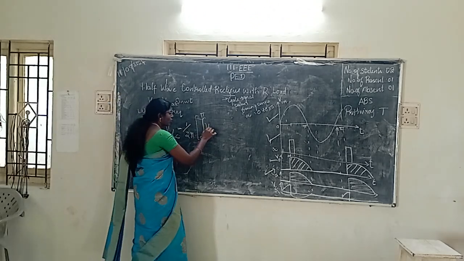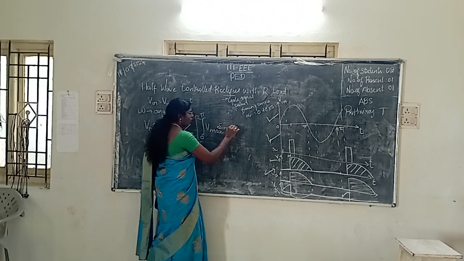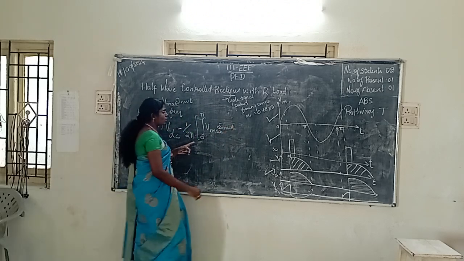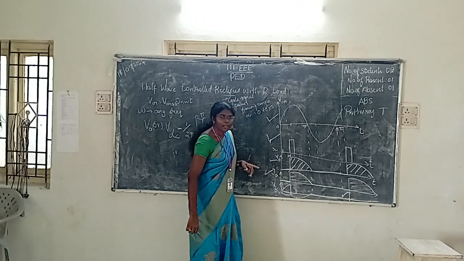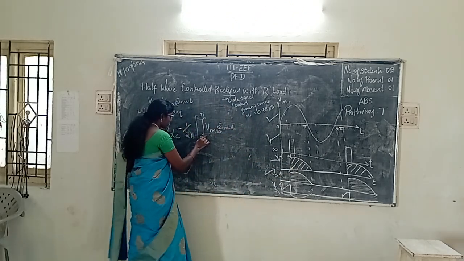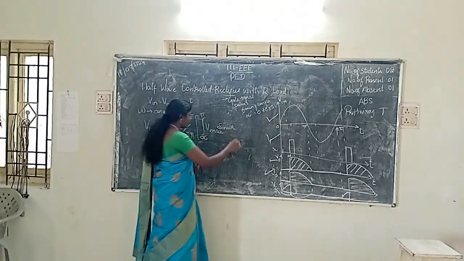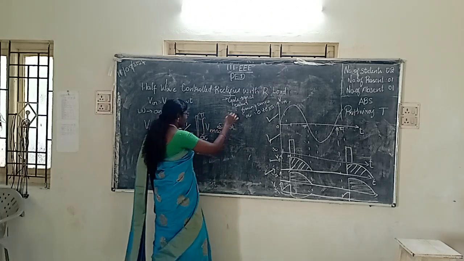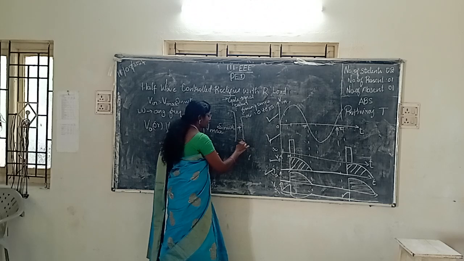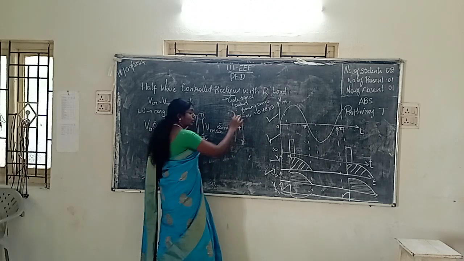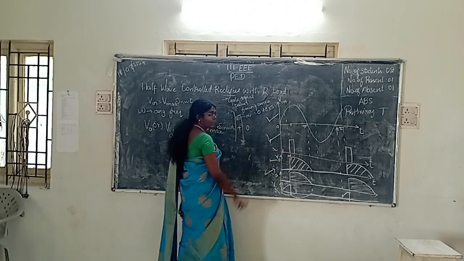During the positive half cycle the voltage is V max sin omega t. The conduction is taking place not from 0 to pi, but from alpha to pi, so we can't take 0 to pi. So alpha to pi, this is one form. The next half cycle is from pi to 2 pi. Is there any voltage from pi to 2 pi? It will become 0.